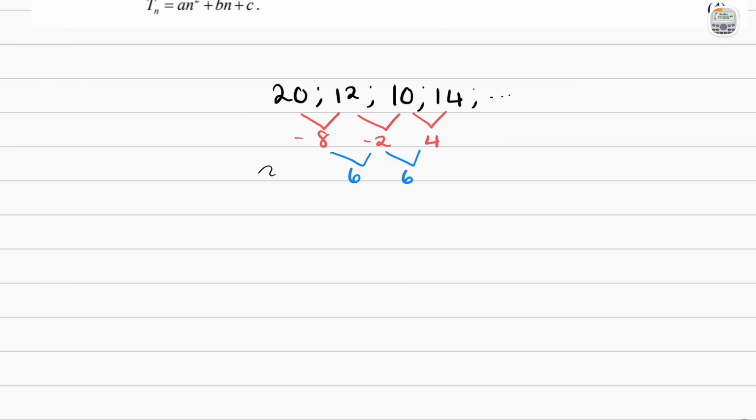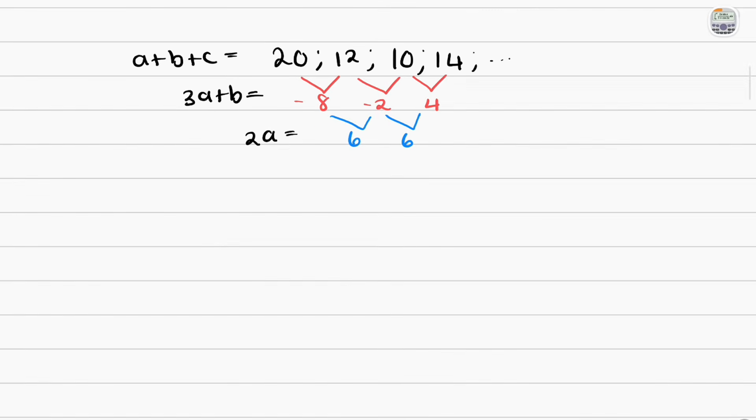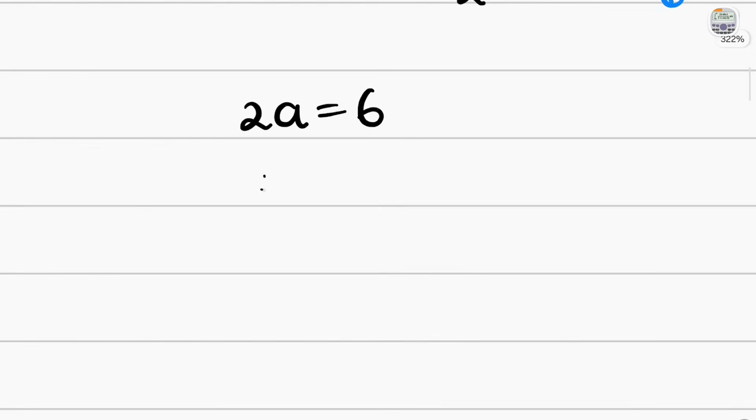So it means that 2a is equal to 6. And then 3a plus b is equal to the first term in the first differences. And then a plus b plus c is equal to the first term in the quadratic. Okay, let's find the value of a first. If 2a is equal to 6, then a is equal to 3.